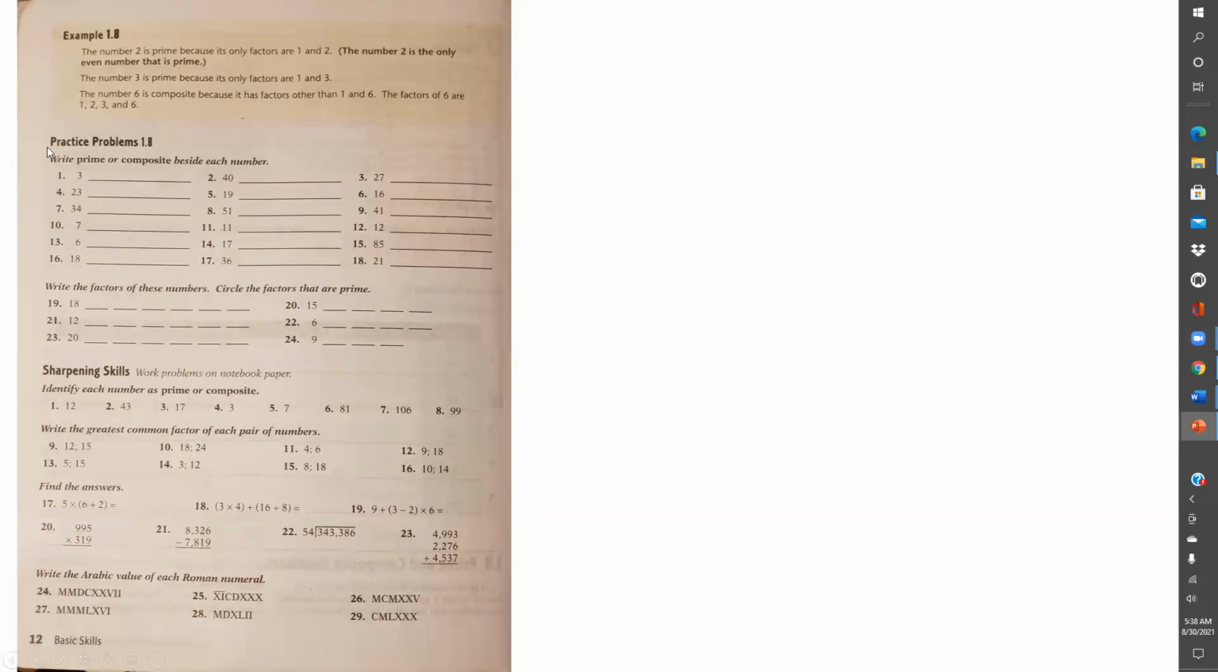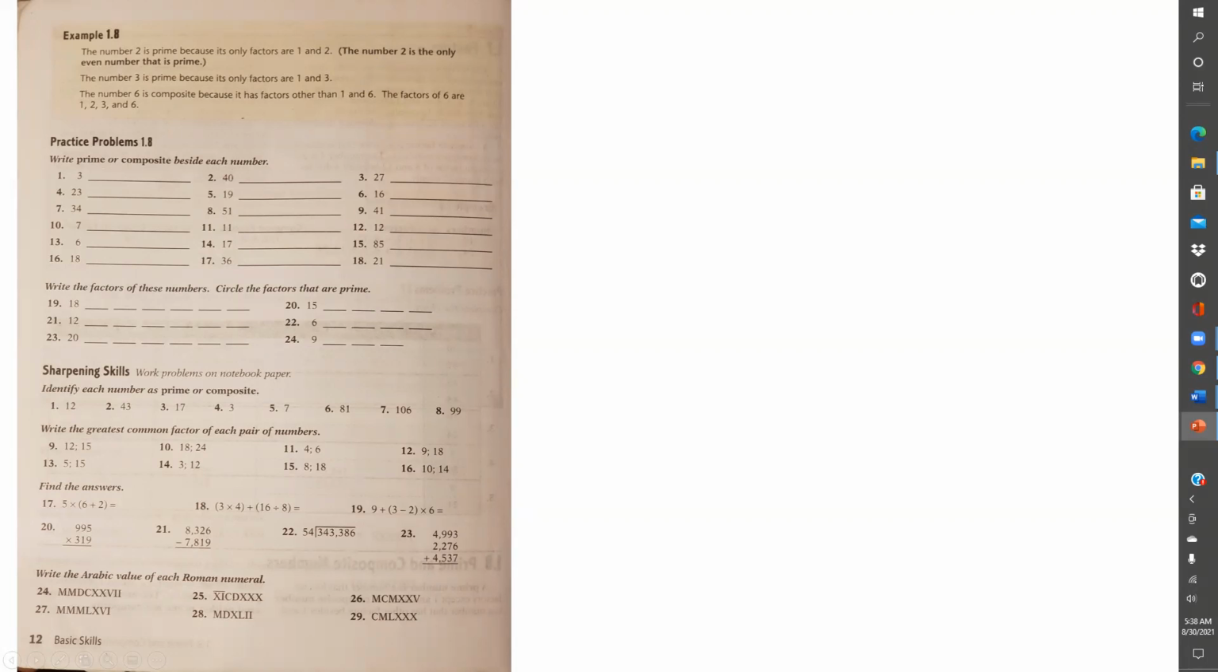All right, at the top of the page, it mentions to us that 2 is also prime. 2 is also the only even prime number. Okay, the only way that you can make 2 is with 2 times 1. That's what makes it prime. But every other even number could be divided by 2 or could be made with 2 times something. So all the rest of the even numbers are not prime. So 2 is the only even prime number.